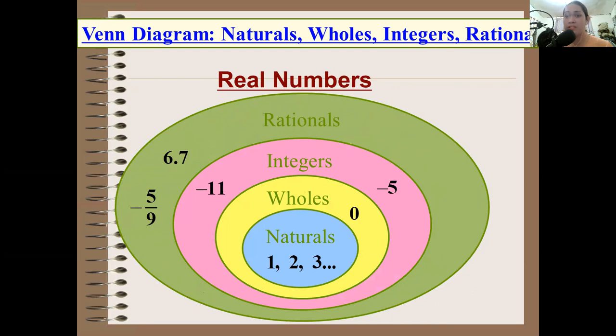So the subsets of rational numbers, we have integers and non-integers. And the subsets of integers, as you can see, we have the whole numbers and natural numbers. And the subset of whole numbers are natural numbers. So the Venn diagram will help us understand the subsets of real numbers. We call it the real number system.